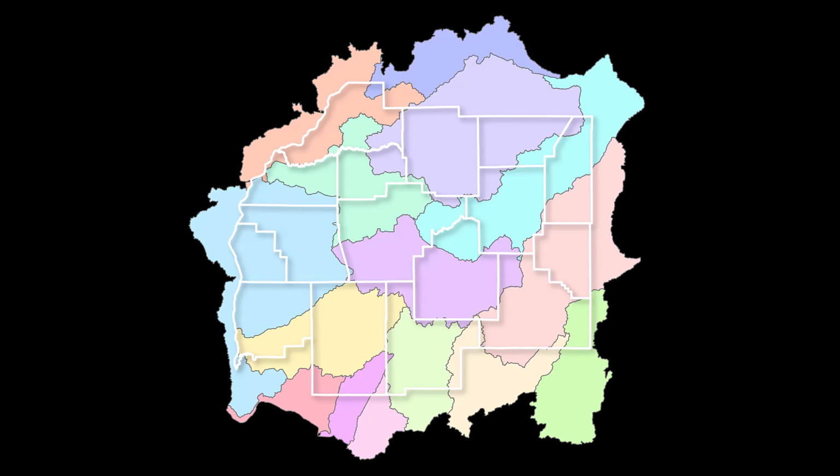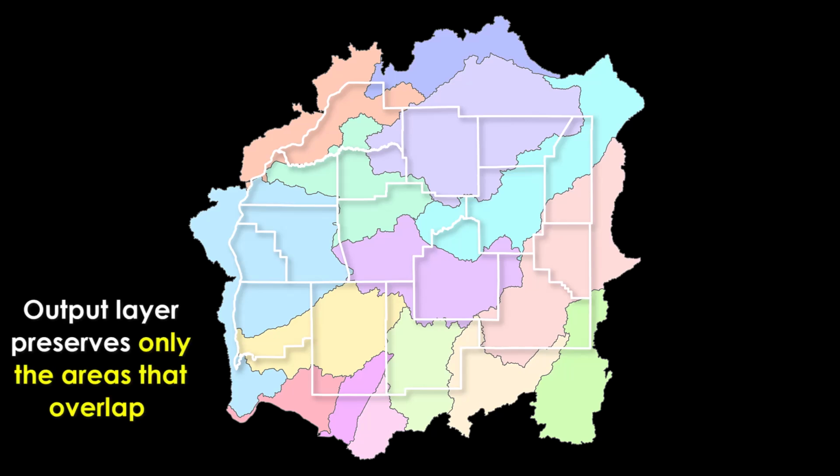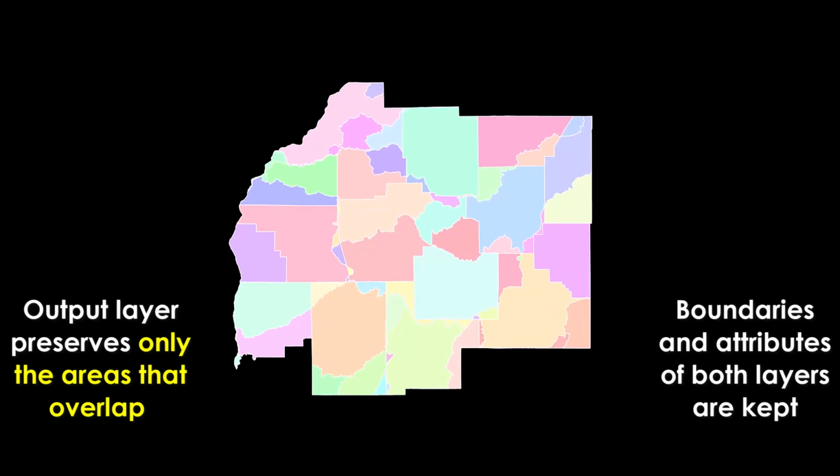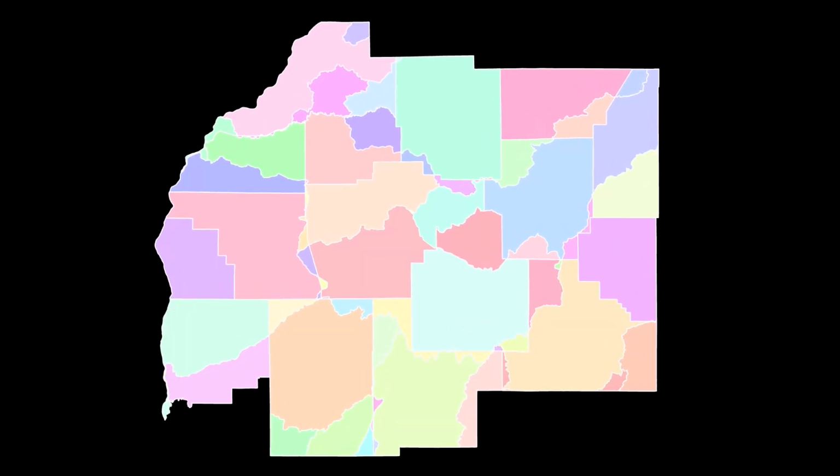In the intersection operation, we are going to overlay these two layers. The output layer will contain only the areas that overlap each other. But within that space, the boundaries of both layers are kept, as well as the attributes of both layers. Here is the result of the intersection operation. To see this a little better, we will make this larger so you can see that we have several polygons which conform to the boundaries of watersheds and counties. So you can see an individual county is subdivided by multiple watersheds, or a watershed may be subdivided by several counties.